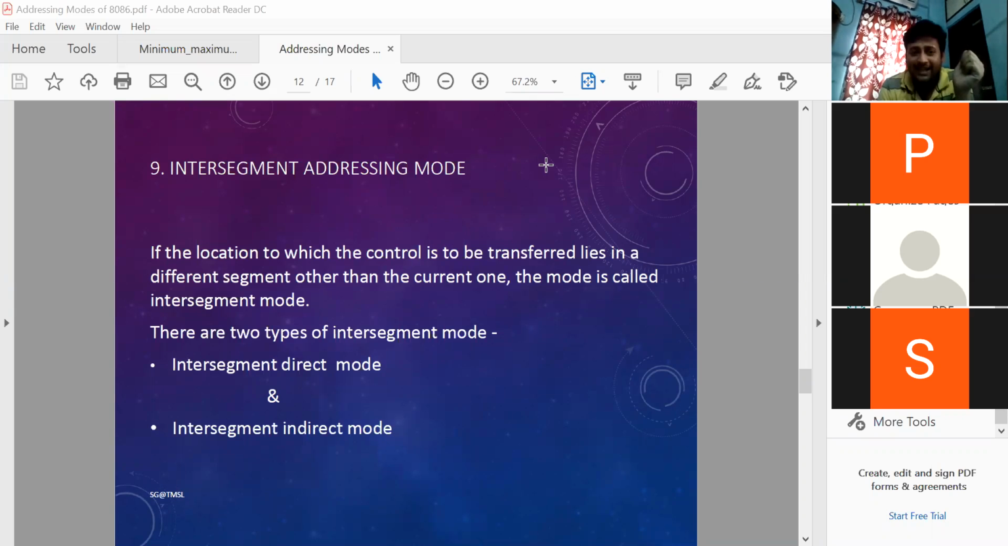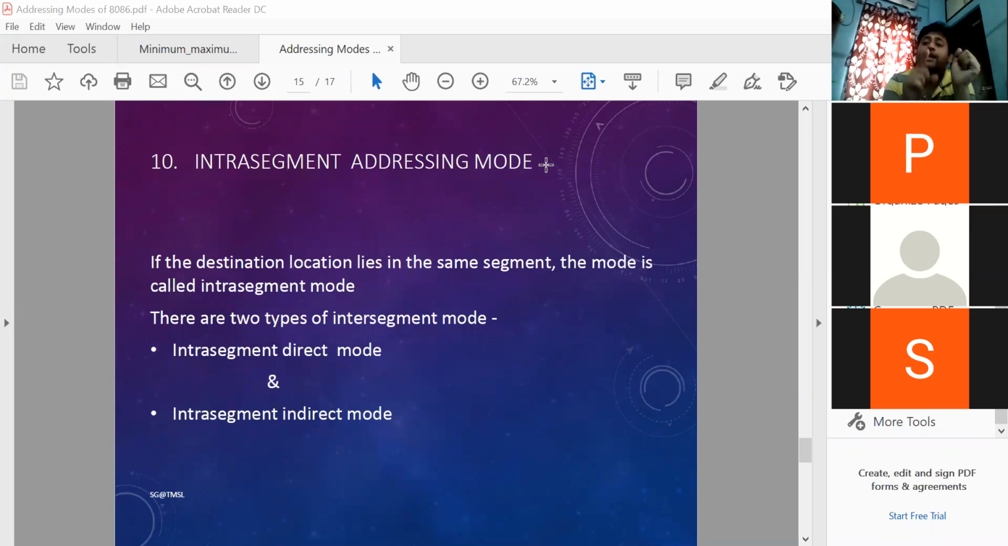And intra-segment means if your program control is transferred within the same segment. Clear? In short, the easiest way to see it: in 8085, the jump instruction is always executed within one single program. In the case of a call instruction, it is executed in the main program and calls the subroutine or subprogram, which is stored in some other memory location. So your memory location has been changed from the current program to another program.